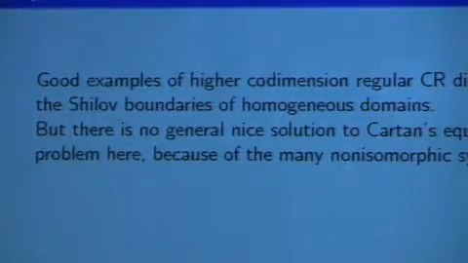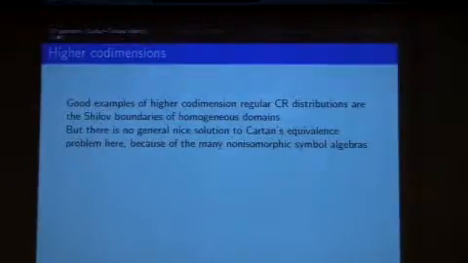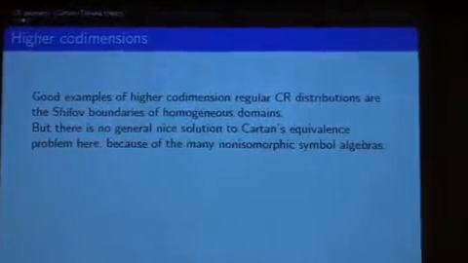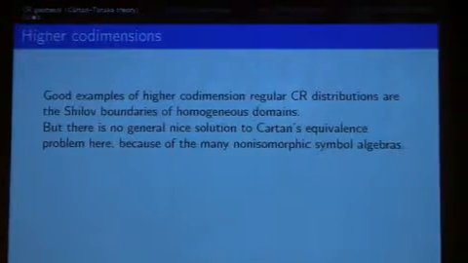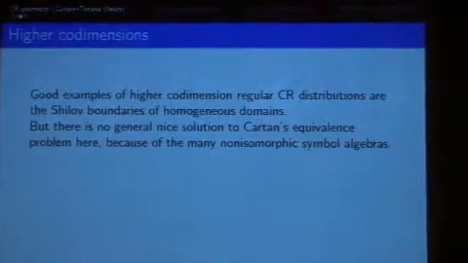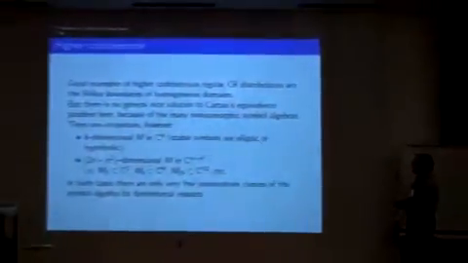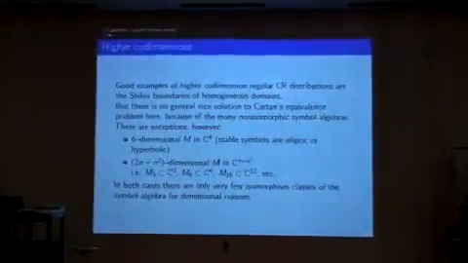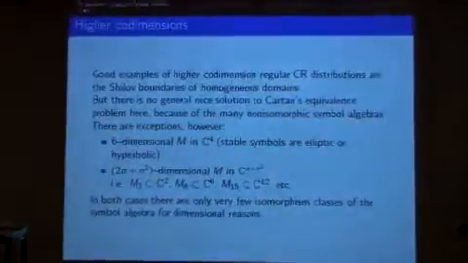For example, if you deal with Shilov boundaries of homogeneous domains, then you get higher codimensional things, and still it's not belonging to what we call parabolic geometry because the group structure, the algebraic structure coming out of the symbol, is different. But there are some exceptions, very few exceptions.